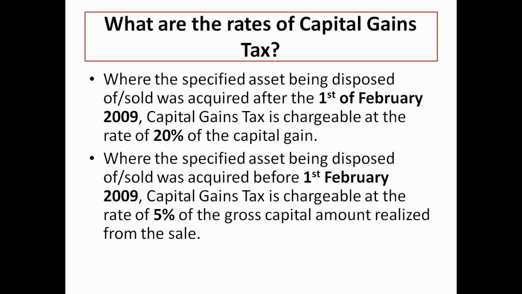But in its basic form, where the specified asset being disposed of was acquired after the 1st of February 2009, capital gains tax is chargeable at the rate of 20% of the capital gain. I think that's the dollarization date. Where the specified asset being disposed of was acquired before the 1st of February 2009, capital gains tax is chargeable at the rate of 5% of the gross capital amount realized from the sale.